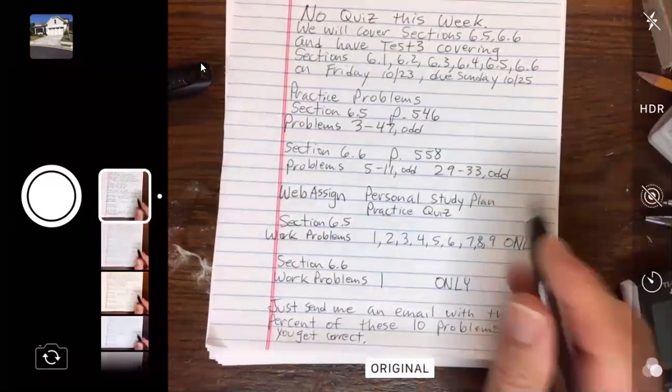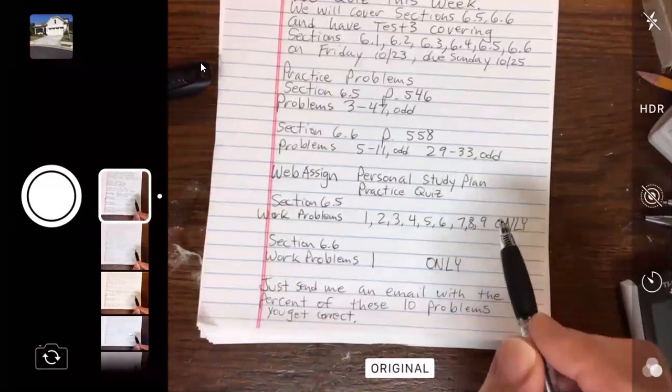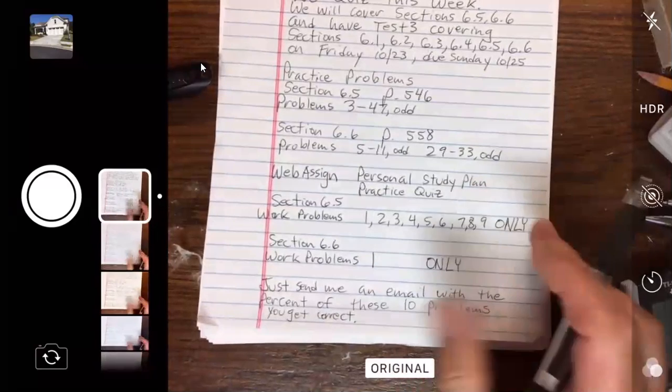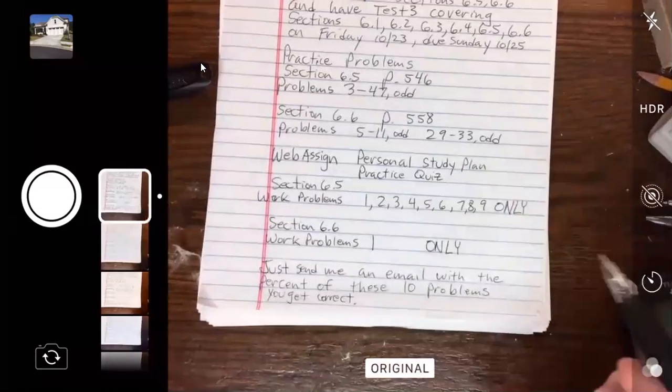WebAssign, personal study plan, I think we did all of them, 1 to 9, and 6.6, just problem 1. Send me an email with the percent of these 10 problems that you get correct.